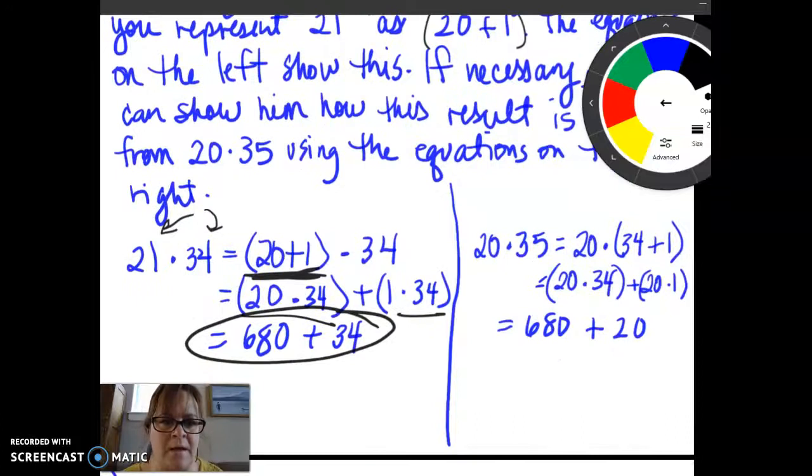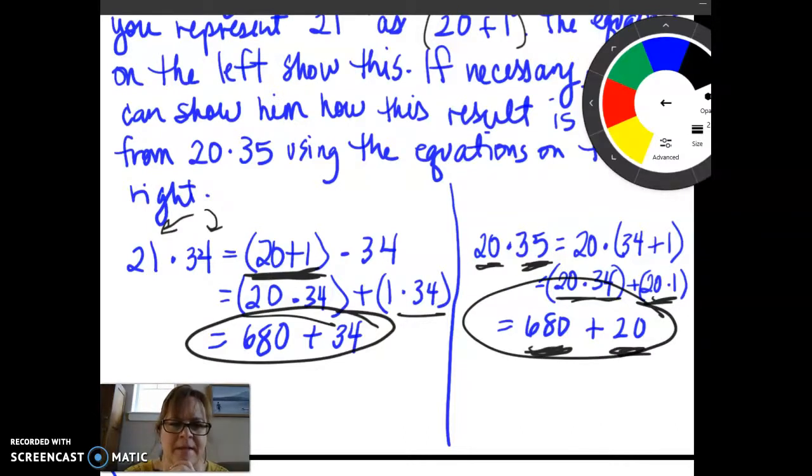If we did it his way, we're looking at 20 groups of 35, right? Because he thought you could just take 1 here and add it to here. But look what happens when we do that. Let's think of 35 as 34 and 1, and then let's distribute out our 20. So we have 20 groups of 34 and 20 groups of 1. So we have 680 and 20. So those are not the same thing.